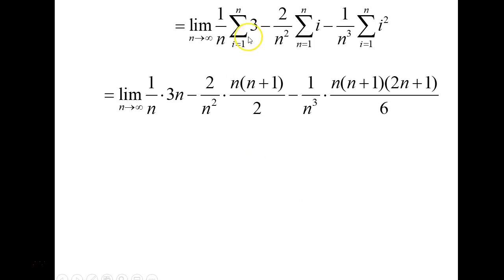The first one, the 3, became 3n. The second one, the i, became n times n plus 1 over 2. The last one, i squared, became n times n plus 1 times 2n plus 1 all over 6. Clean these up a little bit algebraically. Take the limit as n goes to infinity, add them together, and we'll get a sum of 5/3. So 5/3 would represent the area under the curve.